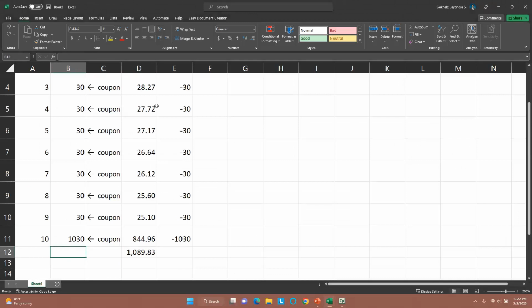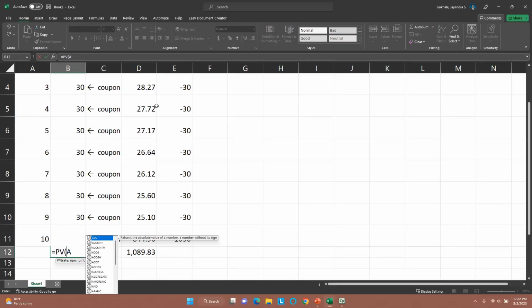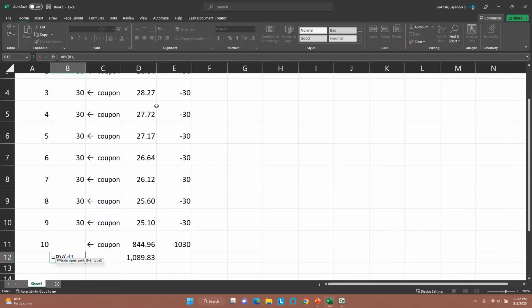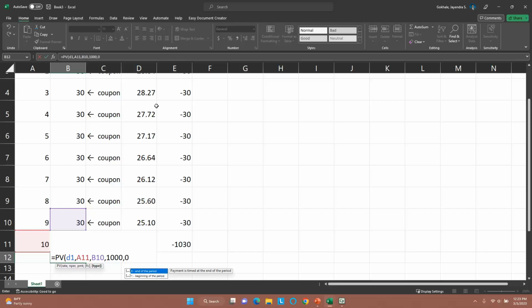Now we can get this in a different way, just using a simple PV function. So the number of periods is 10. Wait, the rate is in the cell D1, as you can see. The number of periods is 10. And let's assume we're still the lender. So we get these positive cash flows. So the payment is 30. And on top of these payments, the annuity, we get the final cash flow of the par value. And the type is 0.